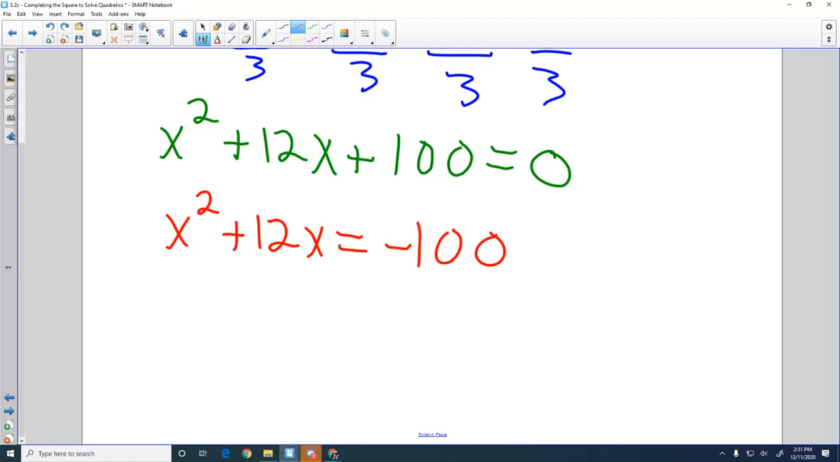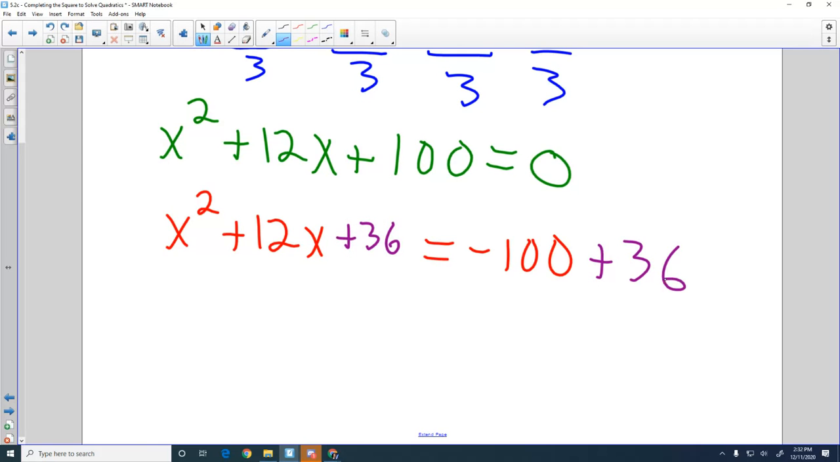We want to get rid of that constant. That's 36. Got to add that magic number. I'm going to leave myself a little room to sneak it in there. It equals negative 100. Magic number: take half of 12, which is 6, square it, and you get 36. I want to add a 36 here. To keep it balanced, I'm going to add a 36 over there.